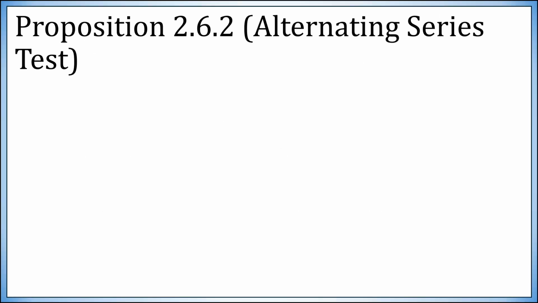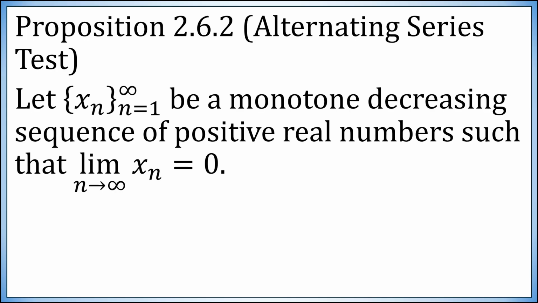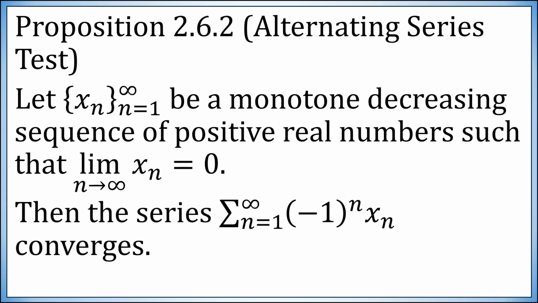Let's look at proposition 2.6.2. This is known as the alternating series test. Suppose you have a sequence which is monotone decreasing with limit 0. Then the series given by negative 1 to the n times xn converges.